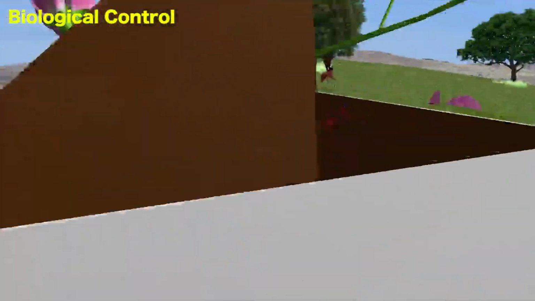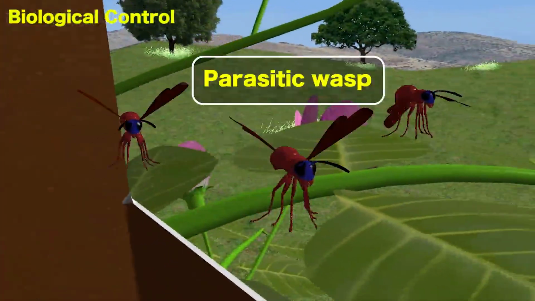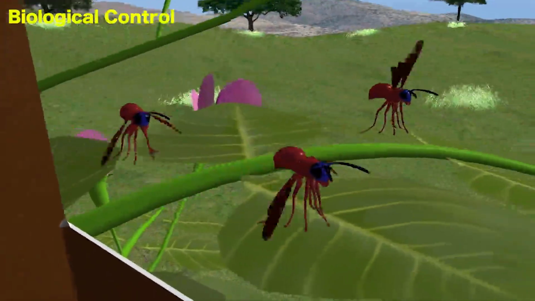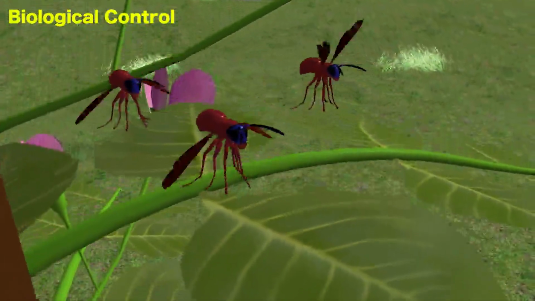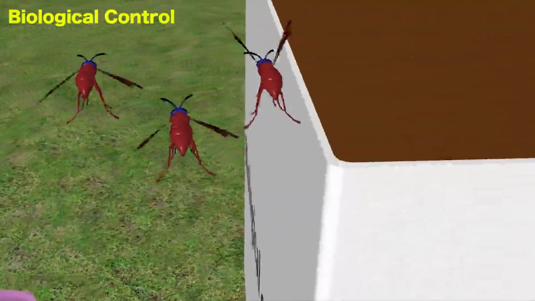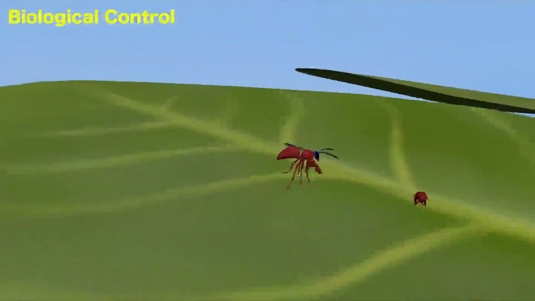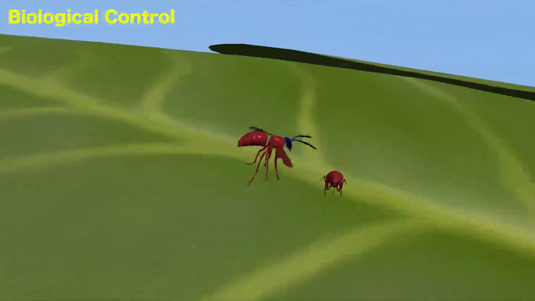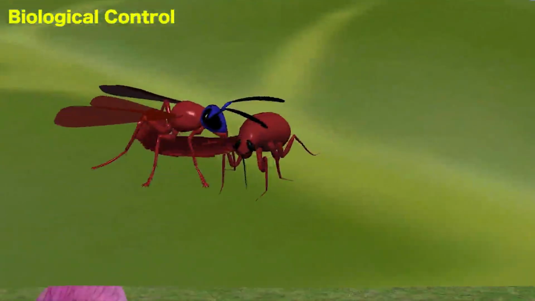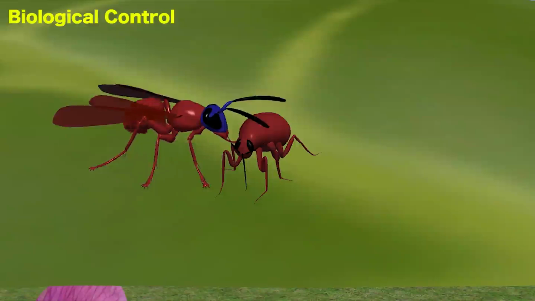The best example of such a natural enemy is the parasitic wasp. It searches for the pest. In this case, the aphid, in order to reproduce. Within half a second, it deposits an egg inside the aphid.